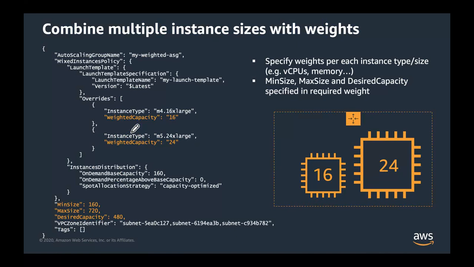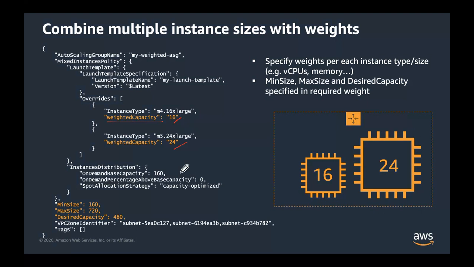What we do in that case is use something called weighted capacity, and we give a weight to your instance. This number is a number that you define. You can define it by the number of cores they have, or simply by the size. So let's say I have got an M4 16XL. I give it a weight of 16, and I give the 24XL a weight of 24, and now everything is on a unit basis.